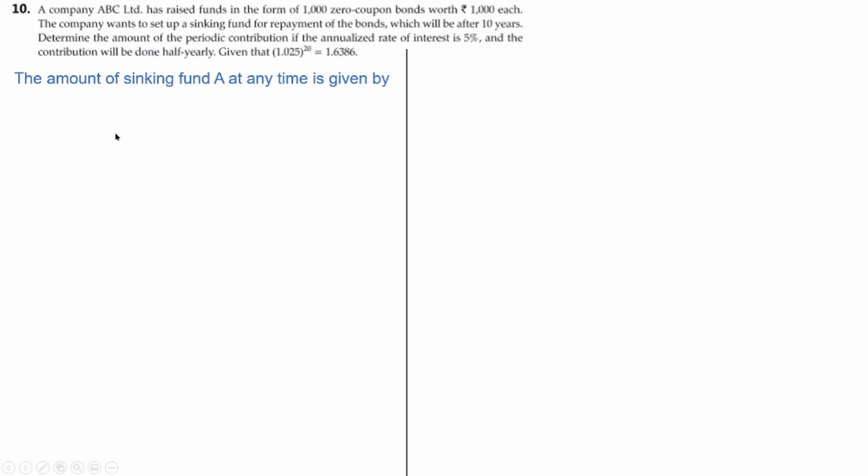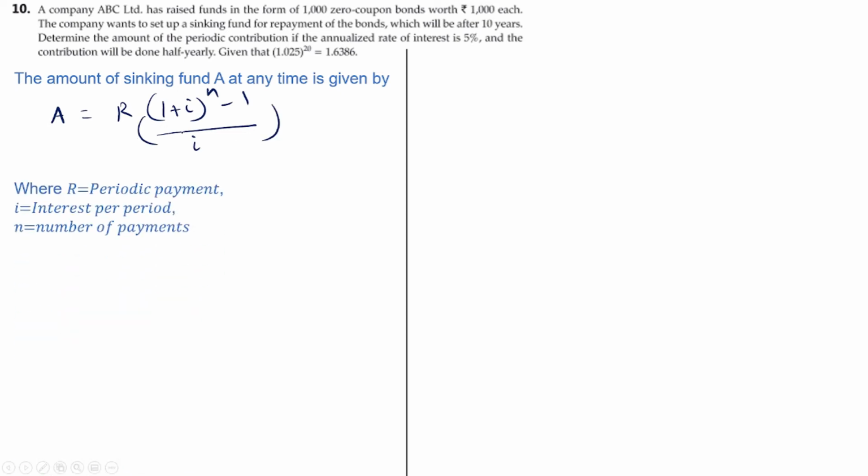So the amount of sinking fund A at any time is given by A is equal to R into 1 plus I the whole raised to n minus 1 upon I, where R is the periodic payment, I is the interest per period, and n is the number of payments. Here we have A as 1000 into 1000. The amount in the sinking fund should be rupees 10 lakhs.